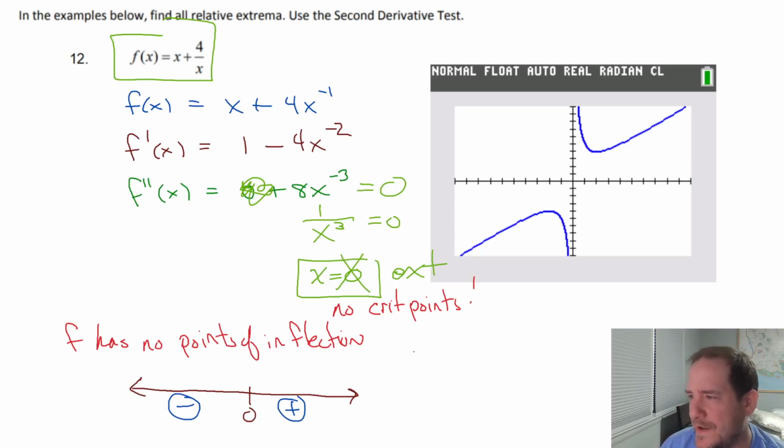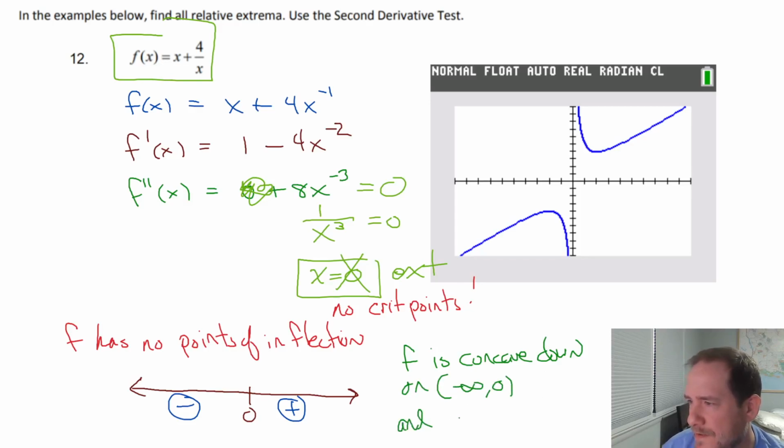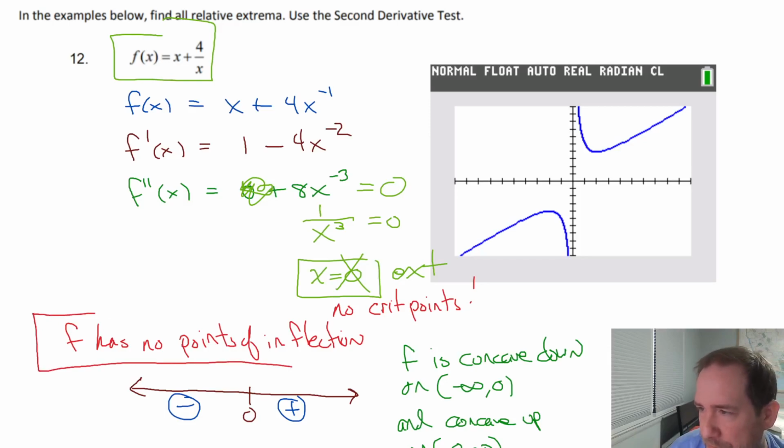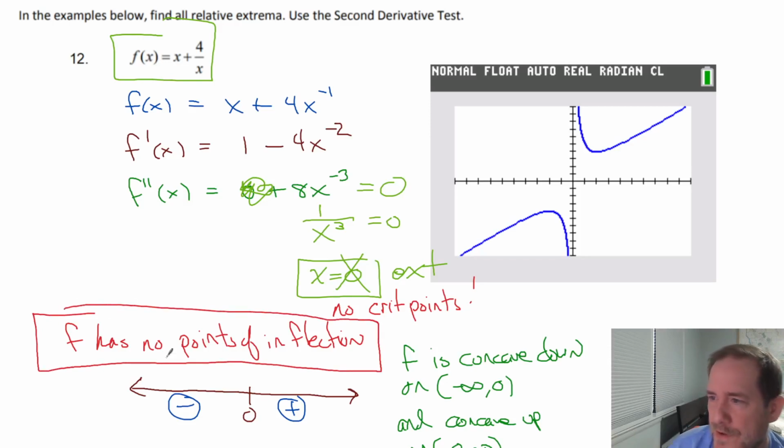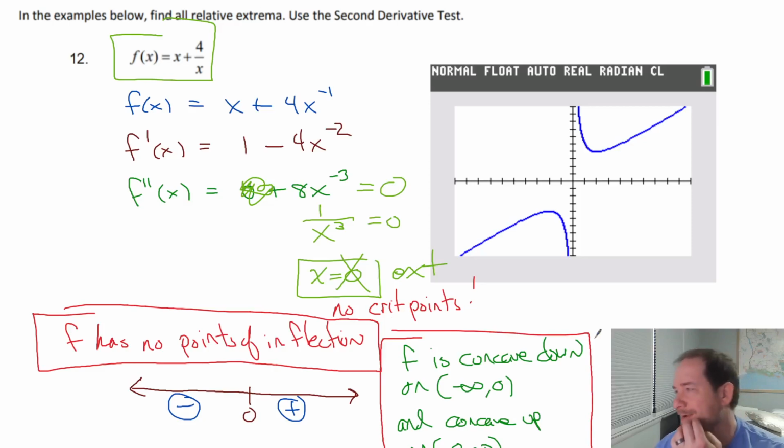And we do have to say f is concave down on the interval from negative infinity up to 0, and concave up on 0 to infinity. So that's it. Your answer here is certainly this red stuff, where you're telling me that there's no point of inflection, and also this green stuff, where you're telling me about the concavity.